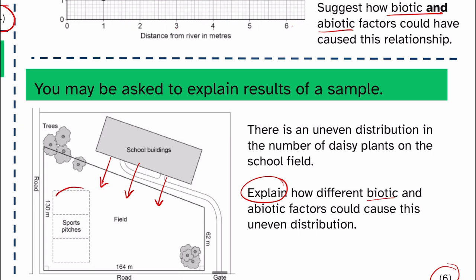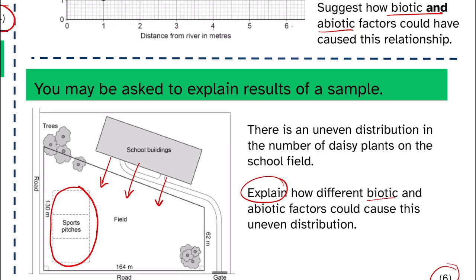You could say that on the sports pitches, lots of people are going to be running around playing sport. So you could say that on the sports pitches, there will be a high footfall or lots of people running on it. Therefore, the daisies would get trampled. So then the number of daisies there would be less. Make sure you say that that would be a biotic factor. So therefore, we've given an explanation for a biotic and an abiotic.